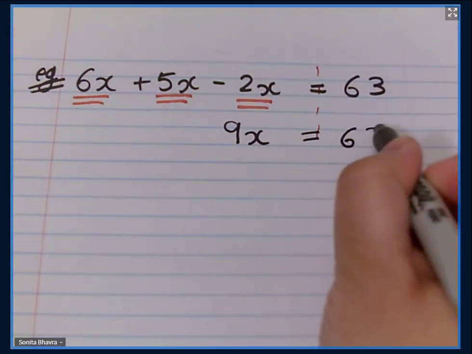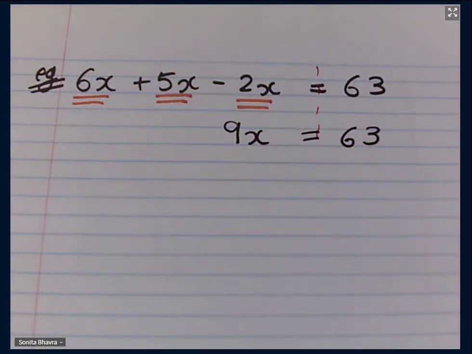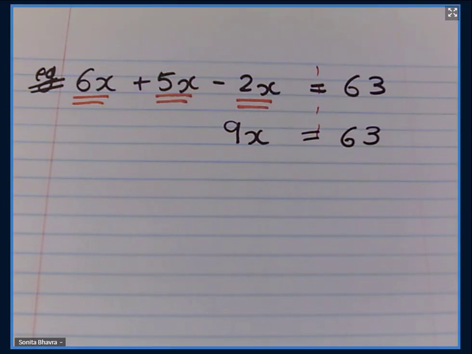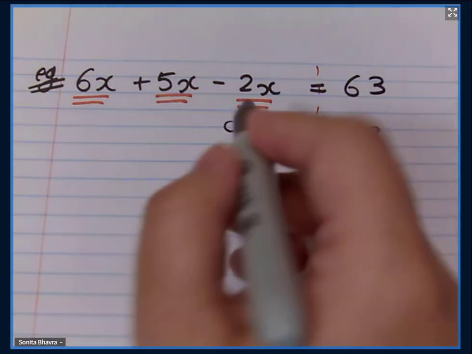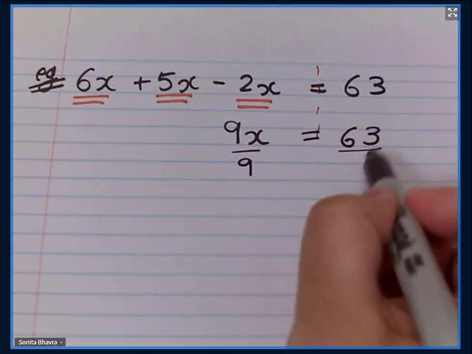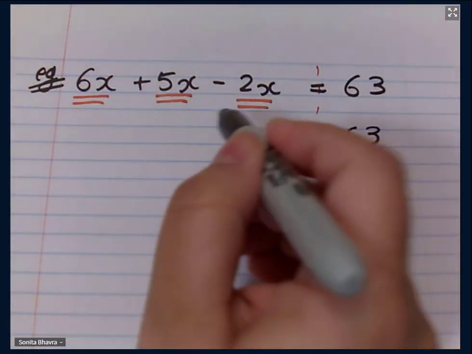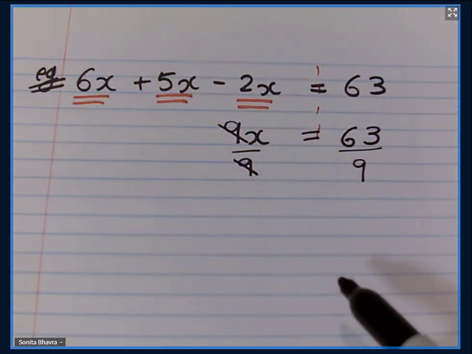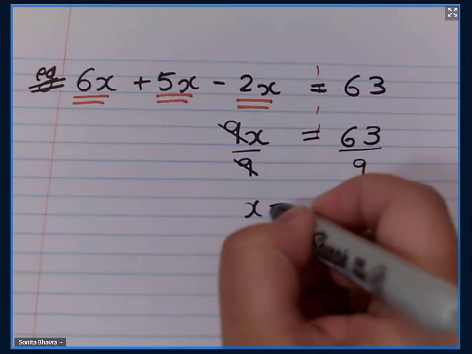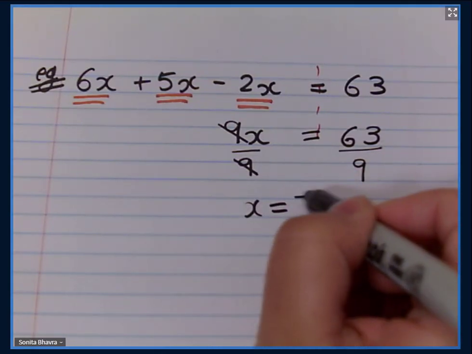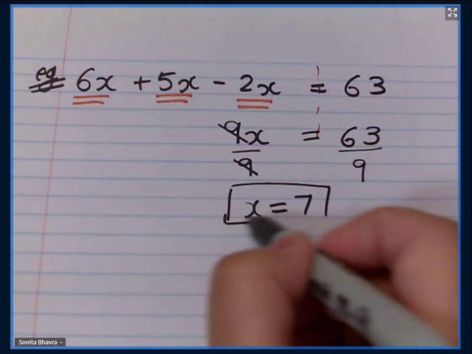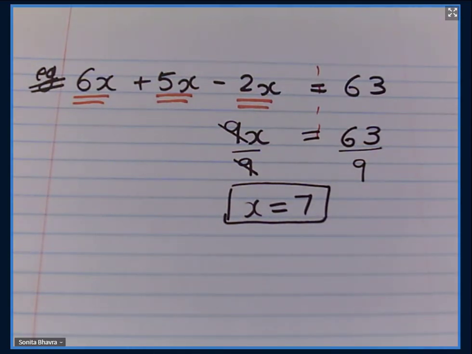It's equal to 63. Now we can start doing our opposite operations to isolate x. What we do to the left-hand side, we have to do to the right-hand side. So we can divide by 9 on both sides. 9x divided by 9 is just 1x, and then 63 divided by 9 is 7. So x is equal to 7.